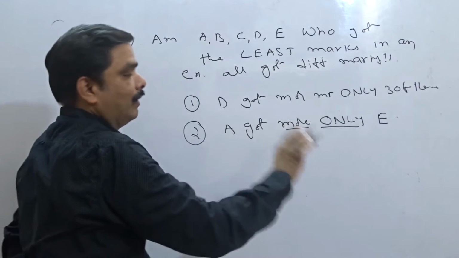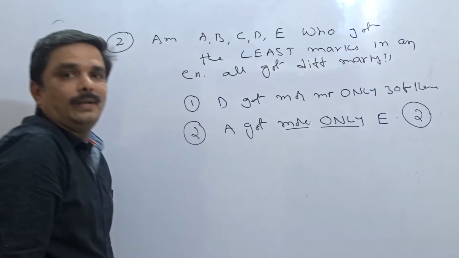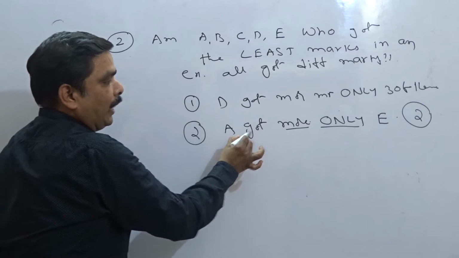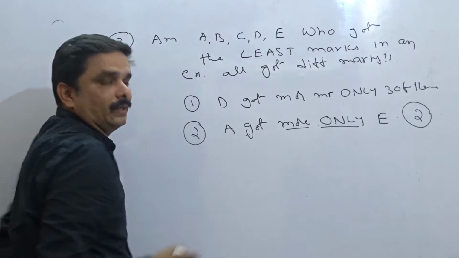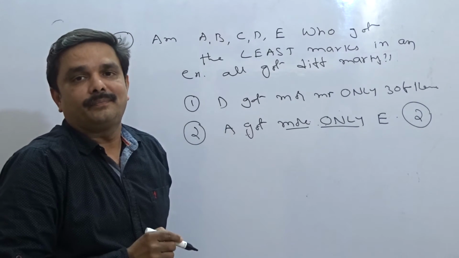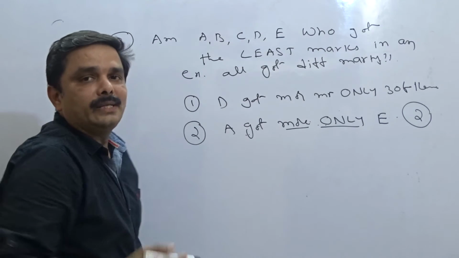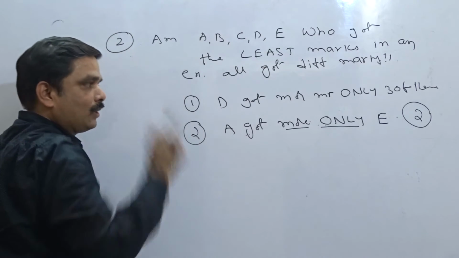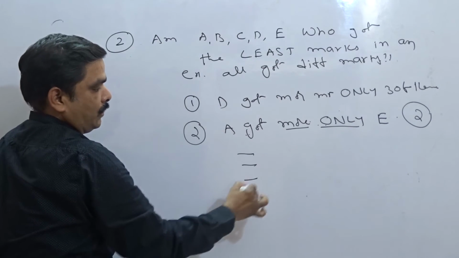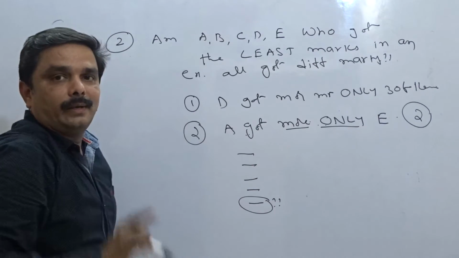Now you see here option number is second. What do you mean by second option? Second option is only 2 alone is sufficient to answer the question, whereas 1 alone is not sufficient to answer the question. How is that one? What is the question? Among A, B, C, D and E, who got the least marks? Just immediately that should strike your mind, right? Visualize in this way. 5 persons are there. 1, 2, 3, 4, 5. Who got the least marks? I want the person here, there. It should be in your mind.